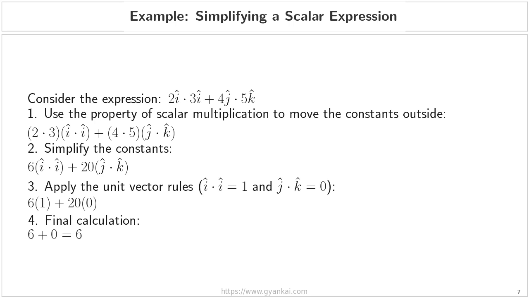This leaves us with 6 times 1 plus 20 times 0. Performing the final calculation, we get 6 plus 0, which equals 6. As you can see, by breaking the expression down and applying our unit vector properties, we can simplify even complex-looking vector expressions very efficiently. Before we move on to our final summary and common pitfalls, let's take a moment to ensure this process is clear.